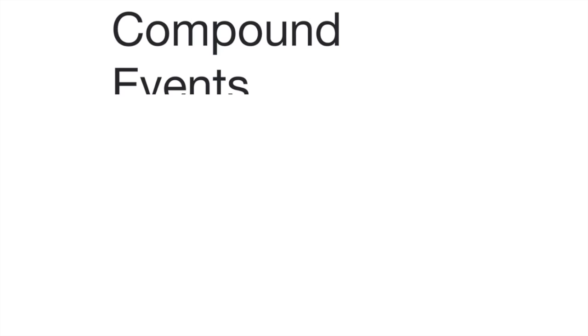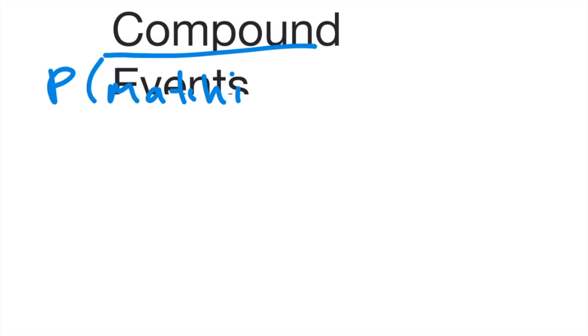Compound events are different. They're not just one thing happening, they're multiple. Compound means multiple things. So there's more than one thing happening. So for example, let's say we want to flip 2 coins and find the probability of getting matching sides, like heads and heads or tails and tails.